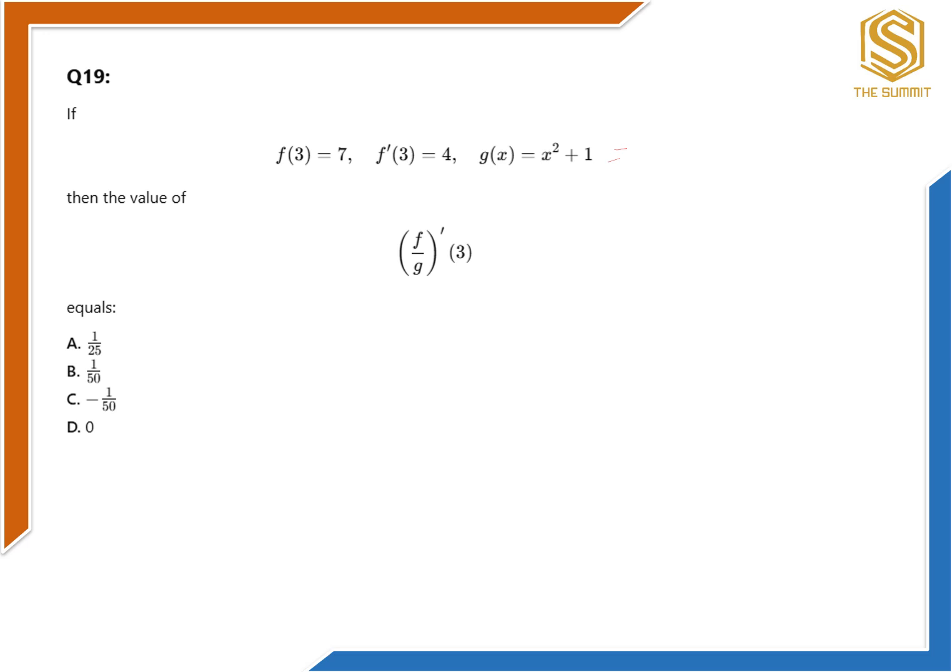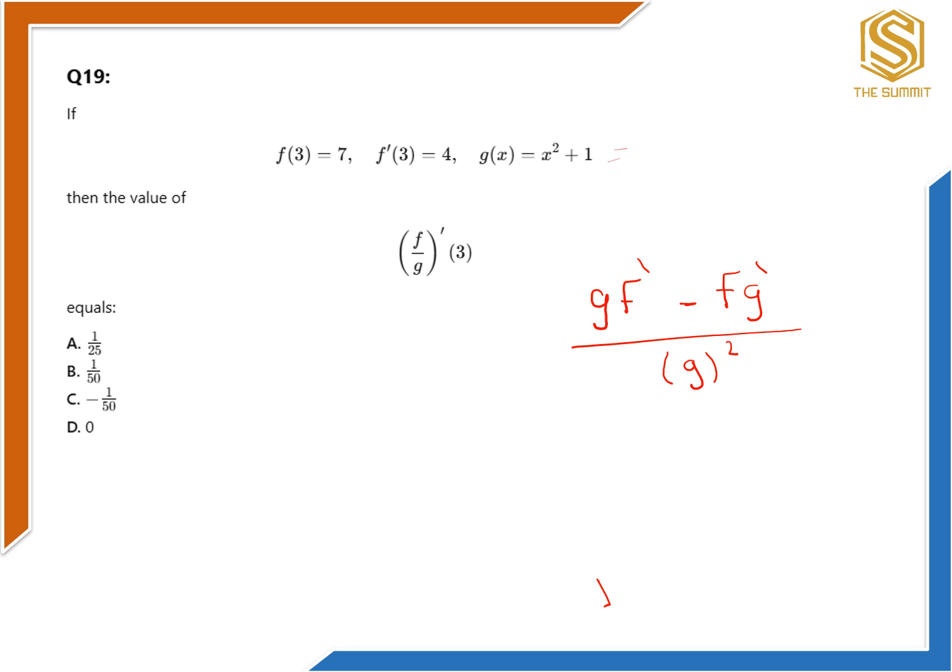Now, if function of 3 equals 7 and the derivative of 3 equals 4 and g of x equal x power 2 plus 1, then the value of f over g is the derivative of f over g of 3. So this means this is quotient rule because here I have a rational function here. So let me remind you with the quotient rule, it would be g multiplied by the derivative of the first function minus the first function multiplied by the derivative of the second over the second squared. So let me try to apply this rule here.